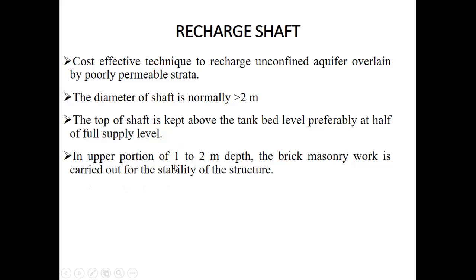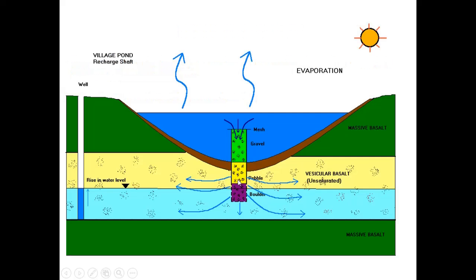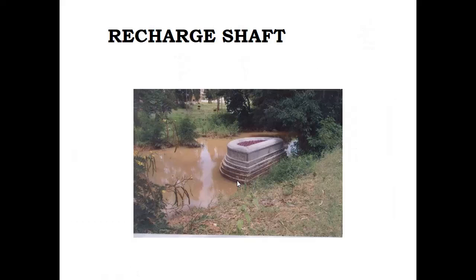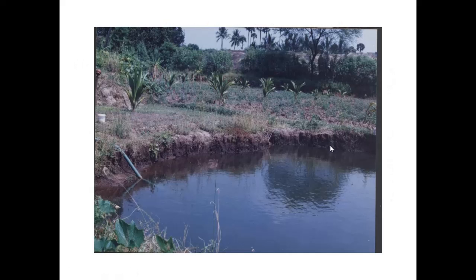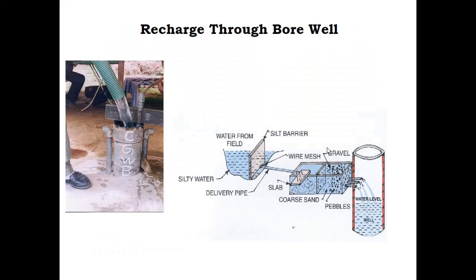In the upper portion of 1 to 2 meter depth, brick masonry work is carried out for the stability of the structure. This is a recharge shaft structure in vesicular basalt terrain. It's a photograph showing a recharge shaft. So this is recharge to an open well. A filter unit is established to clean the water from the roof. This is an open well recharge.